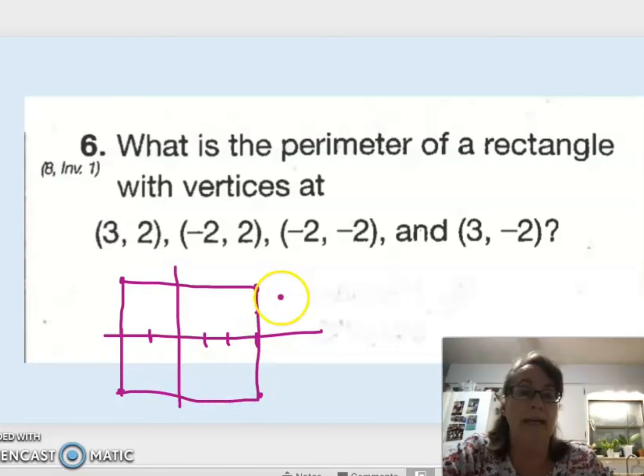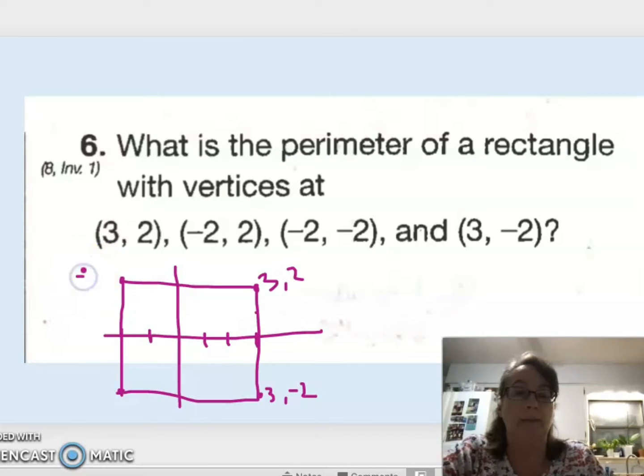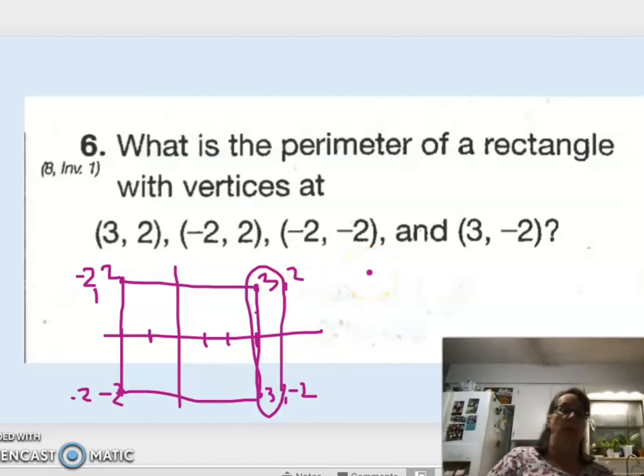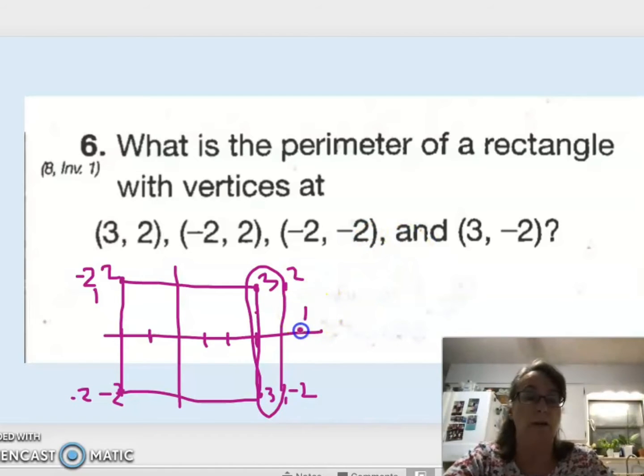Okay, now let's go and see. Remember, this was 3, 2. And this point down here was 3, negative 2. Okay, and then this point over here to the left was negative 2, 2. And this point down here was negative 2, negative 2. Now, you see here how the x's are the same? So all we have to do is say how far apart are 2 and negative 2, and that answer is 4. So this side is 4, which means this side should also be 4, and it is.